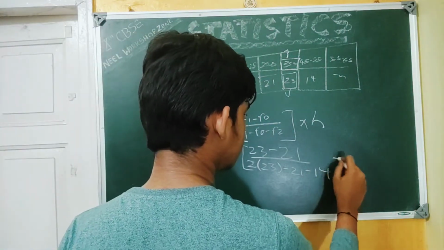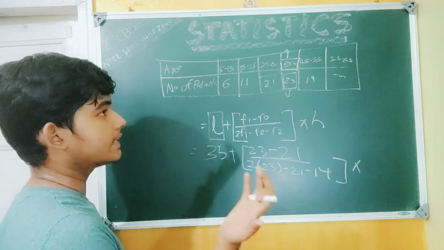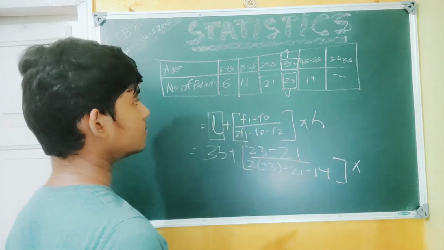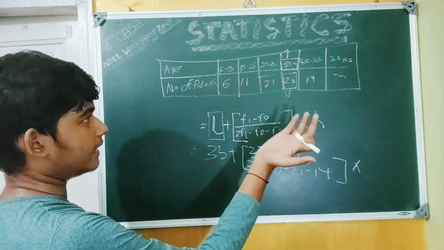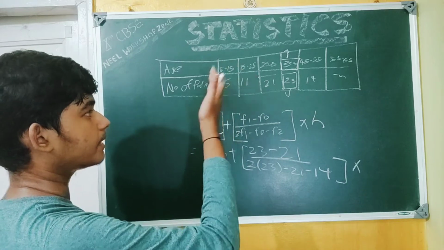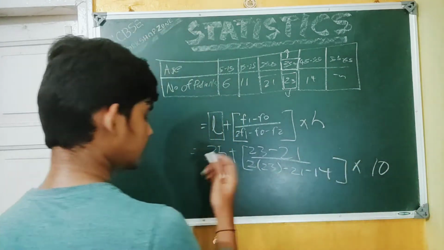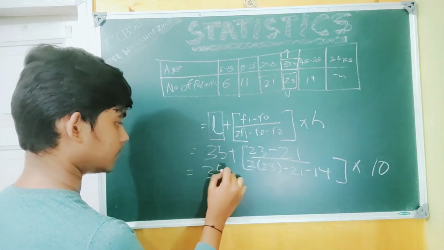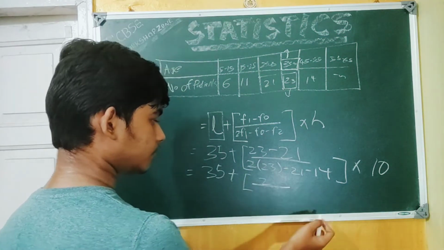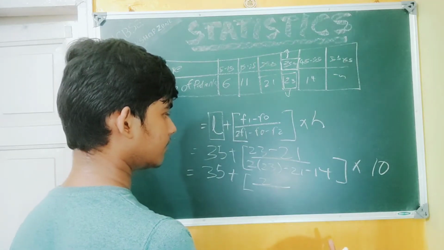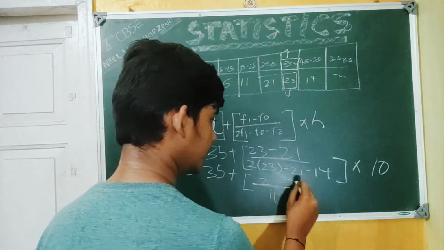So 14 into H. H is, like I said in my previous episodes, the difference between the highest limit and lowest limit in a pair of values. For example, in 5 and 15 the difference is 10, and if you subtract the lowest value from the highest value, 15 minus 5, it is equal to 10. So H over here is equal to 10. Now let's solve it. 35 plus 23 minus 21 is 2. 2 divided by 2 into 23 is 46, 46 minus 21 is 25, 25 minus 14 is 11. So 2 by 11 into 10.